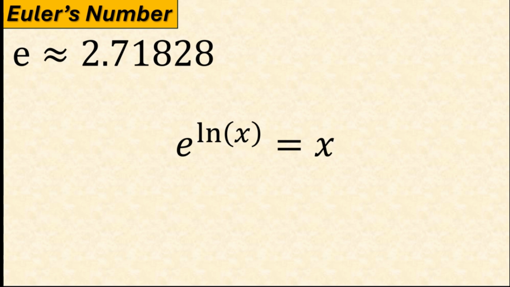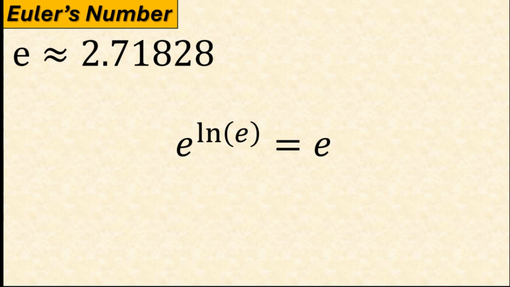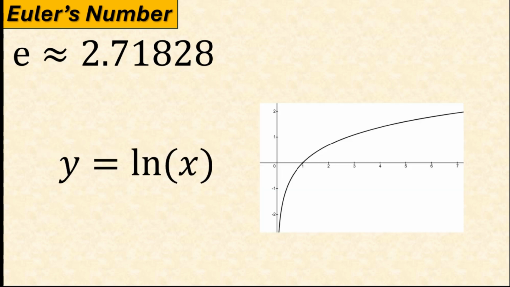So, let's see what this looks like for particular values of x. Due to our definition, we know that e to the natural log of 1 is equal to 1. This leads us to know that the natural log of 1 is equal to 0, since e to the 0 is equal to 1. Evaluating the natural log of e using our definition shows us that e to the natural log of e is equal to e. This shows us that the natural log of e is equal to 1, since e to the 1 is equal to e. This is what the graph of the natural logarithm function looks like. It plays many roles in mathematics, and next I'll explain one of its many uses.